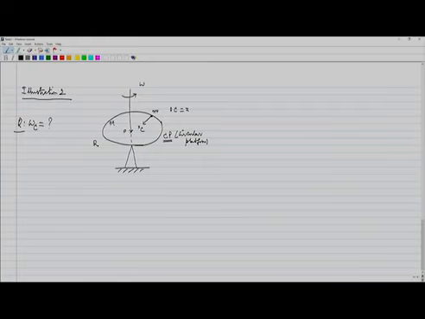Again there are no external torques, therefore the angular momentum initially is equal to the angular momentum at some later instant of time. Now, first we need to make use of the formula L is equal to I times omega, right? So we need to know the initial moment of inertia of the system.